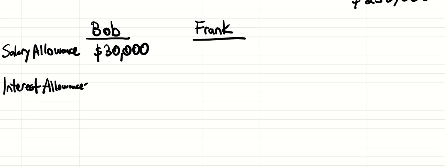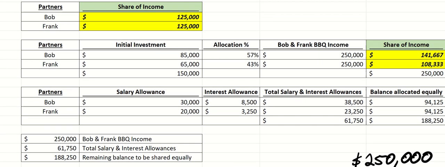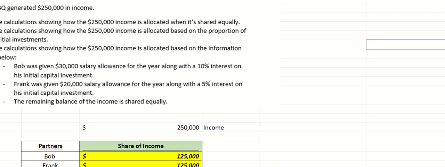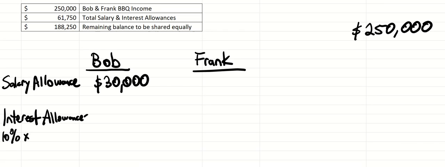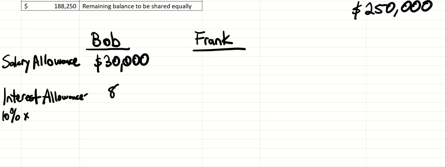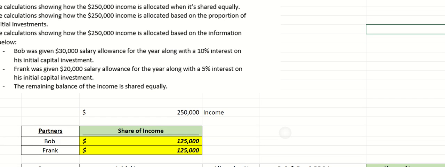And this is us taking 10% of the initial investment from Bob. So the initial investment from Bob is $85,000. So we're also going to tack on $8,500. 10% of 85,000, that's going to be $8,500. So we finished with the first bullet point here. I'm going to put a check mark there.